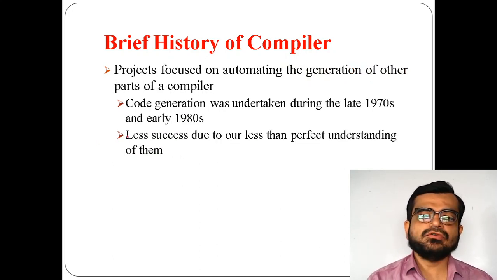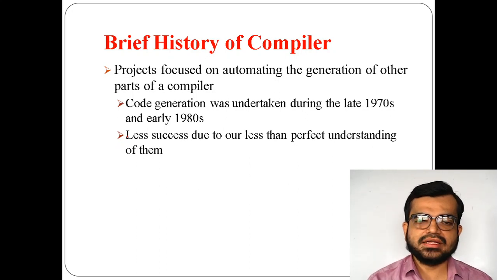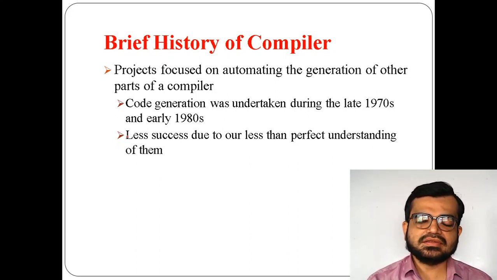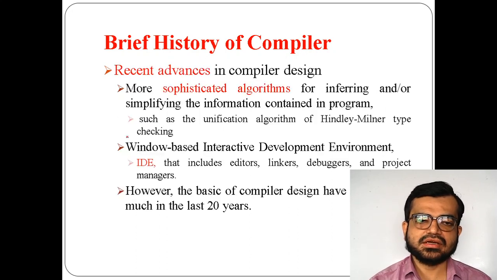After that they focused mostly on automation. Automation means the compiler should do all this process, not a human being. They wanted to automate the process so that within less time you can get a large output. So code generation was undertaken in the 70s and early 1980s. But at that time the success was not as much as expected, but still they kept working on it.